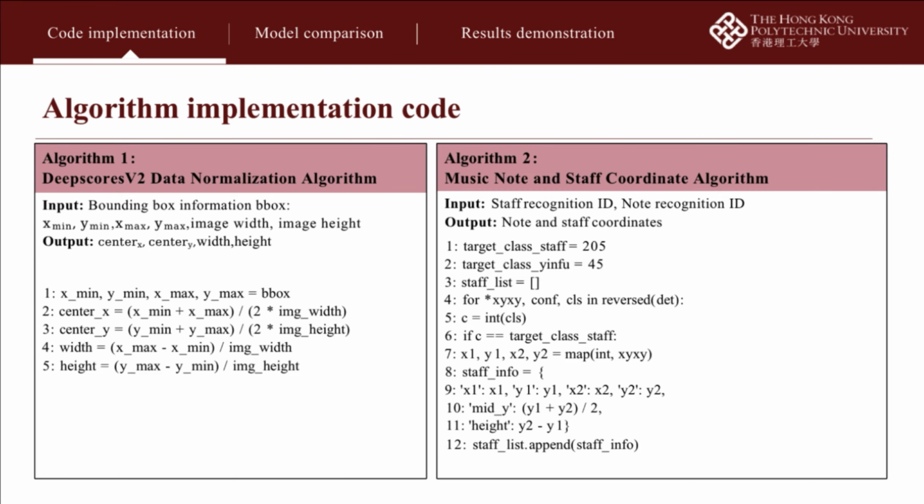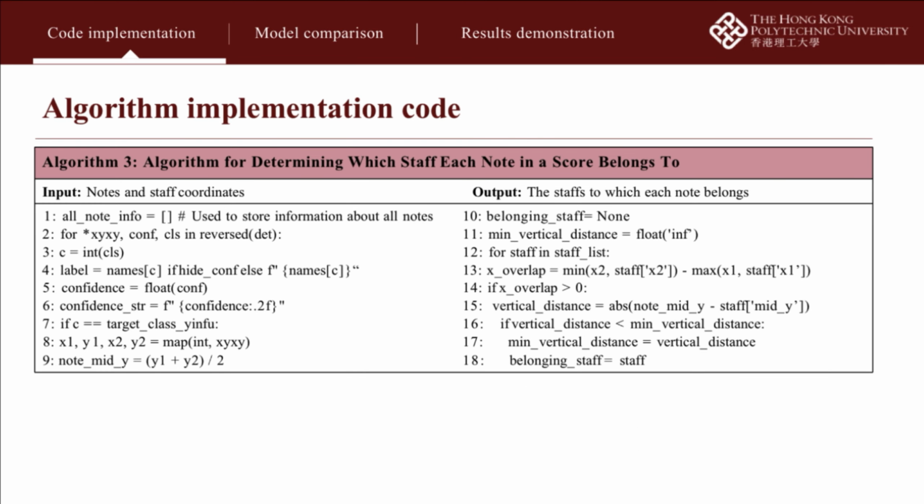And next, we have 3 parts. The first is code implementation. Our algorithm implementation code is like this. The first is the DeepScores visual data normalization algorithm, and second is a music note and staff coordinate algorithm. The third is important. It will determine which staff each note in a score belongs to. The input is the notes and the staff coordinates, and the output is the staff to which each note belongs.